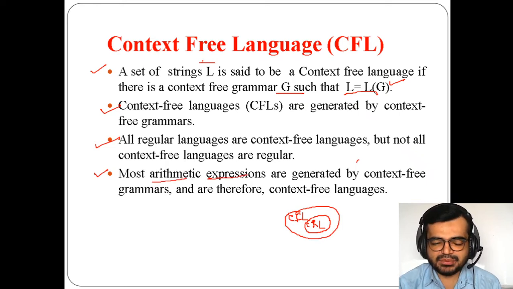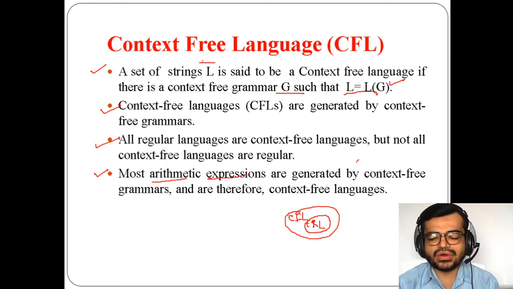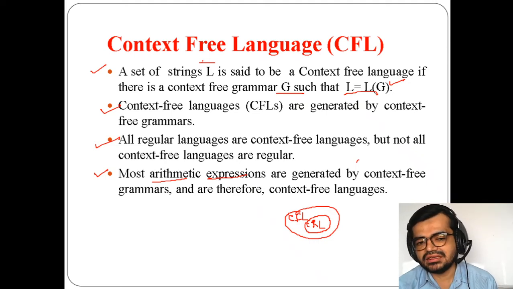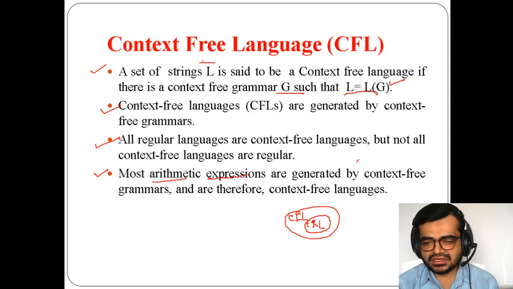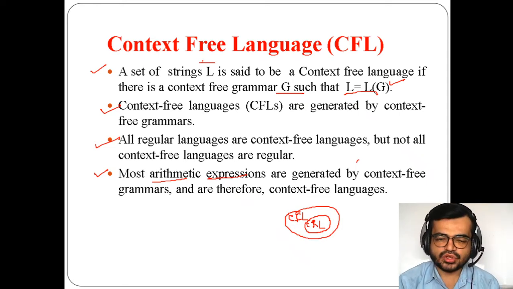Mostly, context-free grammars are based on arithmetic expressions. In the previous class session, while generating parse trees, we saw examples on arithmetic expressions, because we saw the concept of abstract syntax trees. Those abstract syntax trees are also based on arithmetic expressions. That is why context-free grammars are mostly used for generating arithmetic expressions.